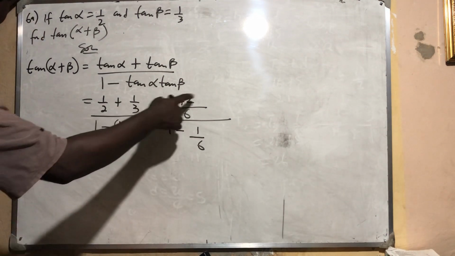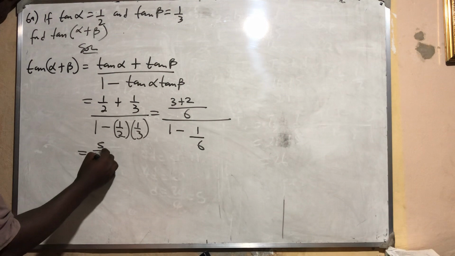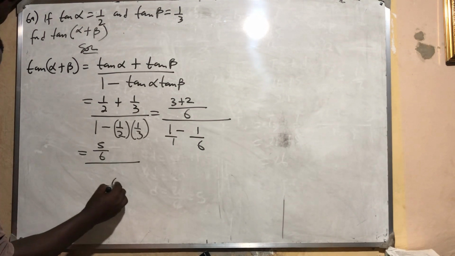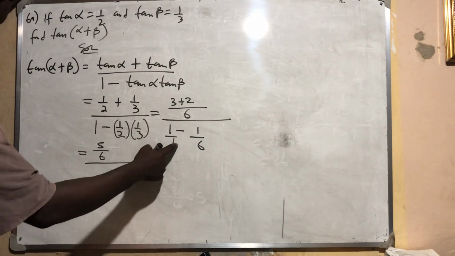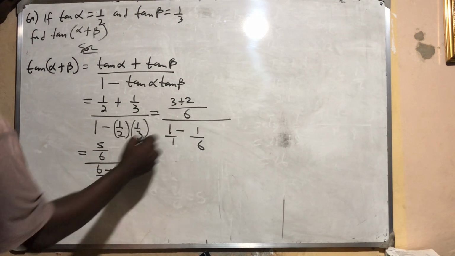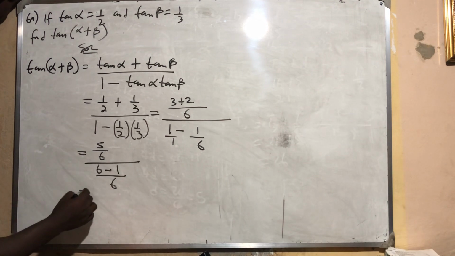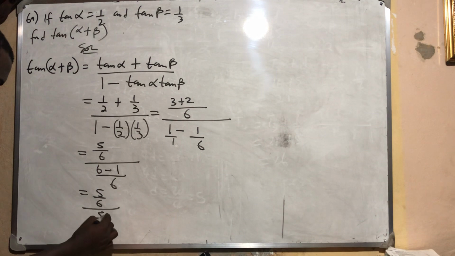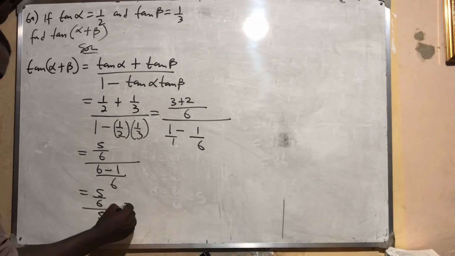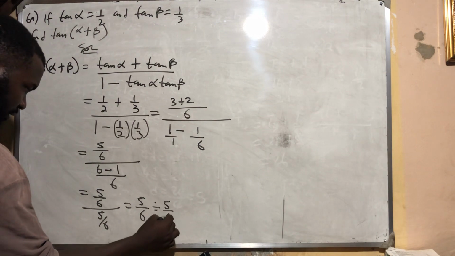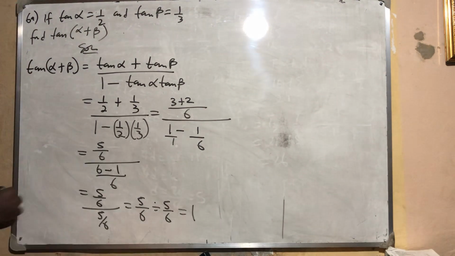Okay. So the numerator is giving me 5 over 6, over the LCM there, which is 6. 6 into this is 6, 6 times 1 is 6, minus 6 into this is 1, 1 times this is 1. So I'm having 5 over 6 over 5 over 6, which is 5 over 6 divided by 5 over 6. So the answer is 1.